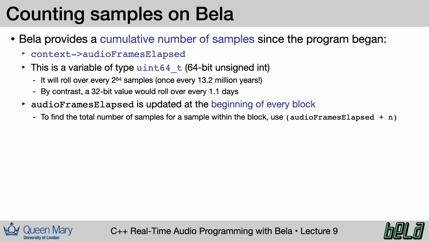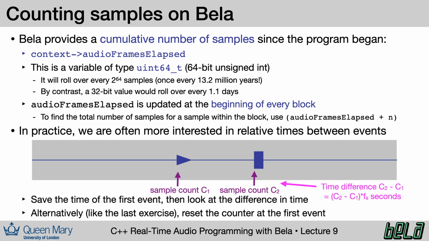However, if you were using only a 32-bit value, it would roll over every day or so, which could create glitches in your program. You can use audio frames elapsed to do something very similar to what we saw in the previous examples, but in practice the previous approaches are usually more common. That's because we're usually more interested in the relative time between two events than we are in the total amount of time since the program started running.